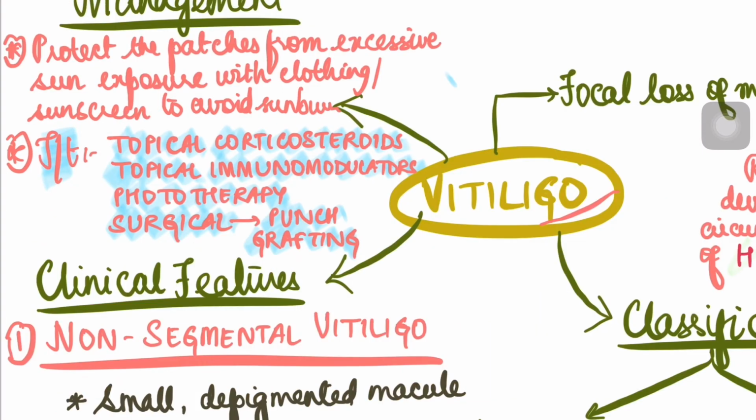Now coming on to the last part of vitiligo, that is your management. What you have to do in management is basically protect the patches from excessive sunburn. Okay, and you need to protect yourself by applying sunscreen, or you need to cover your body with clothing so that the sun exposure remains as minimal as possible. For treatment, even though it is not satisfactory, yet what are the available options? You can go for topical corticosteroids, topical immunomodulators, phototherapy, and in surgery you have your punch grafting.